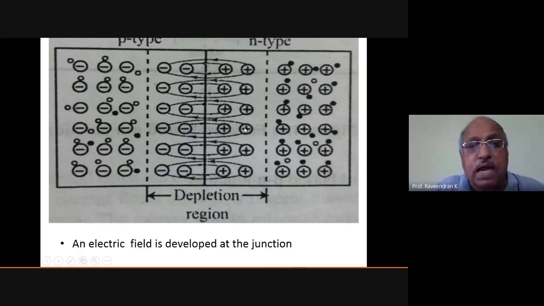There are no free electrons or free holes. There are no free charges available. So there are no mobile charges available here, whether electrons or holes. This is a space charge region depleted of charge carriers, but it appears as an electric field with a small voltage, depending upon the type of material.